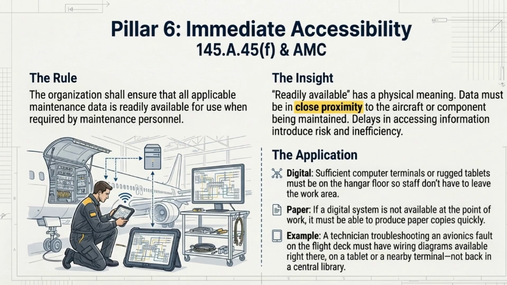But it's so fundamental. The right information has to be right there, easily accessible when the technician needs it. Not locked in an office down the corridor, not buried on a server that takes ages to log into. It needs to be at hand, because in aviation maintenance, delays can introduce risk. Exactly. And the AMC for 145.A.45F gives us a bit more flavor on what readily available means in practice. It explains: data being made available means that the data should be available in close proximity to the aircraft being maintained for supervisors, mechanics, and certifying staff to study. It covers tech too.